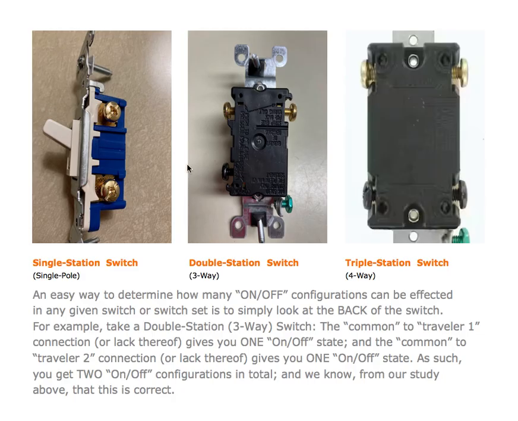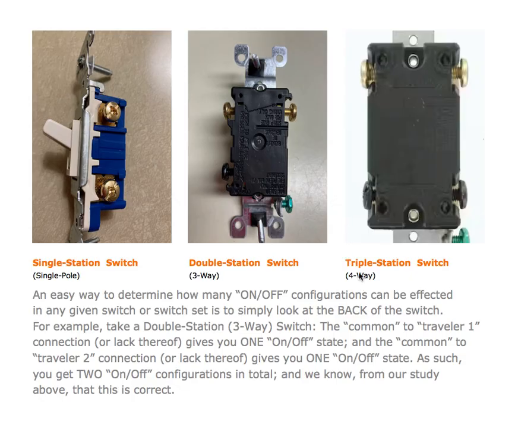So if you look at the single station switch, you see that you have, let's say this is your line side, this is your load, you have only one on-off state. That's all you get. Over here, as I said, you have one on-off state here, and you have one on-off state here. And I couldn't find anybody on the internet who talks about this in such a fashion. This is very simple, and anybody can do this if you just look at your switch. Just look at the back.